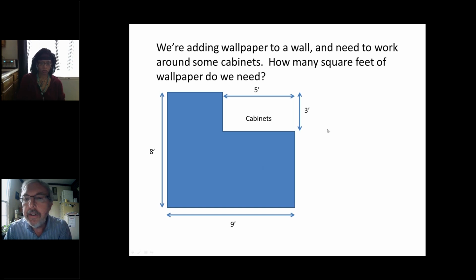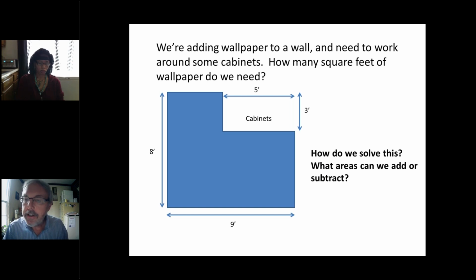Okay, so we want to see what the area of the blue part is. Do you see what we're doing there? Mm-hmm. Okay, and so what might be a strategy for doing that? How could we solve that?